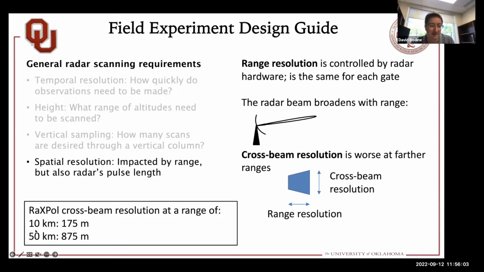So for example, at 10 kilometers in range, Raxpole's resolution is about 175 meters. And then at 50 kilometers in range, it's 875 meters. So it's quite a bit worse. You're getting close to a kilometer when you get to 50, 60 kilometers in range.